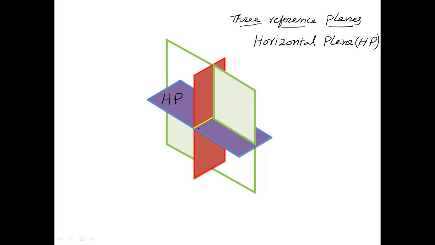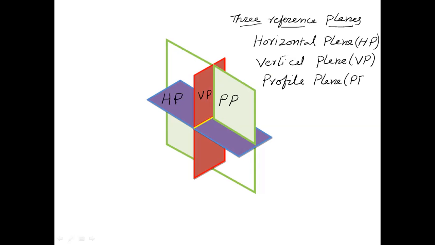Then the red color plane is called the vertical plane, and shortly it is represented as VP. Then this plane with green border is called the profile plane. What is the third plane, dosto? Profile plane, and in short terms it is represented as PP.